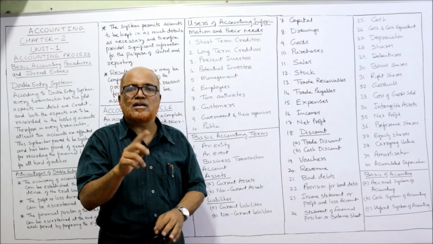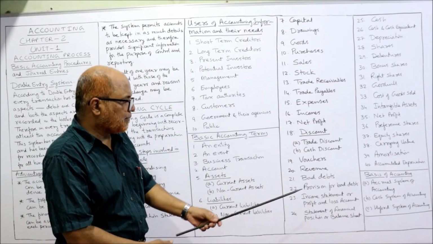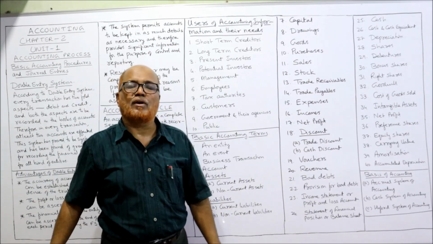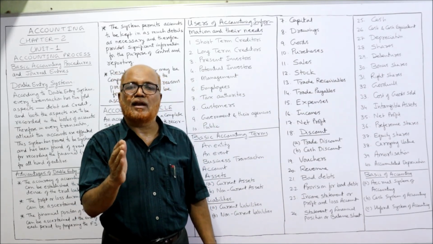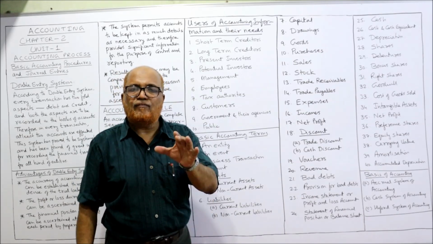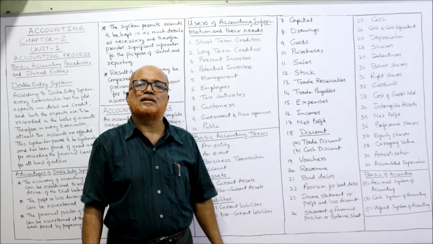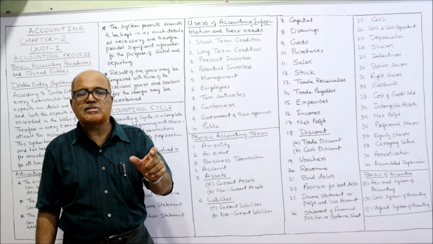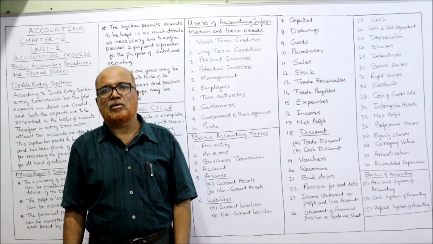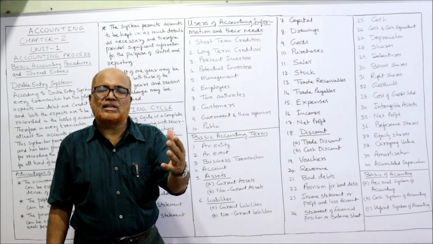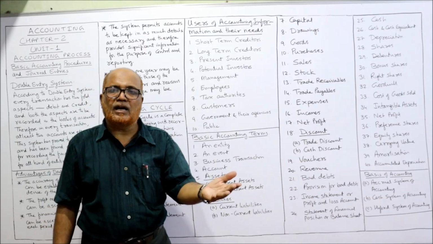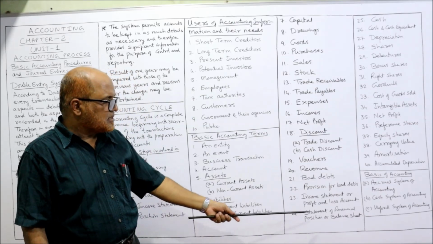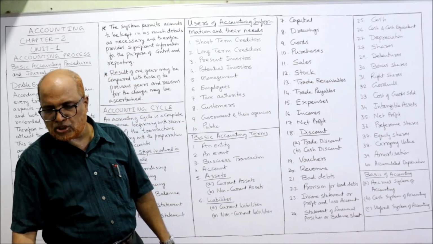So that expected loss is called provision for bad debts. Income statement or profit and loss account. Every year at the end of the year, the performance result will be ascertained by preparing an income statement or profit and loss account. This statement will disclose whether the business has earned profit or incurred loss during a period of time.